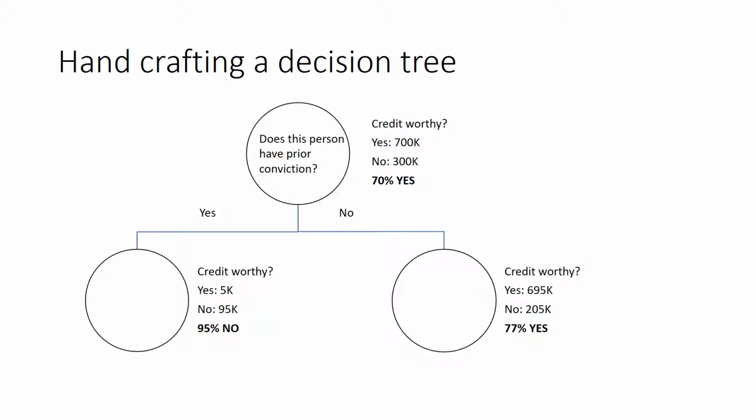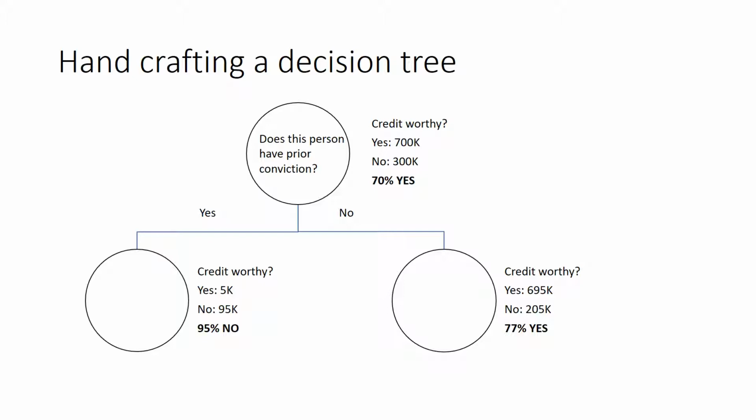Now let's follow the no branch of this question. Does this person have prior conviction? Let's say he doesn't have a prior conviction, and that's the right child. In the right child, I have the remaining 900K records. The yeses would be 695K and the no's would be 205K. If you look at the right child, it has 77% yeses, so 77% of the people are rated as being worthy of receiving credit.